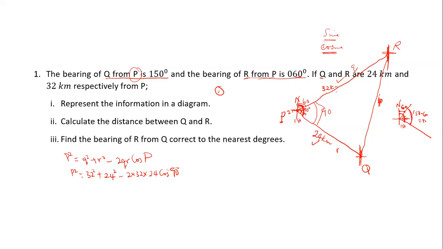32 squared is what? 1,024. So 24 squared is 576. Then 2 times 32 times 24. That one will give us what?